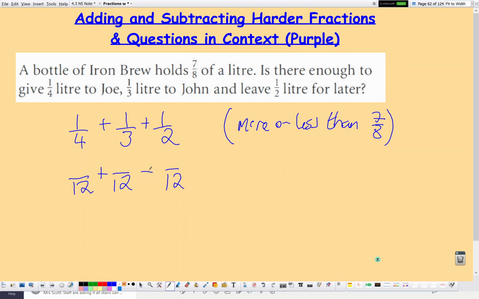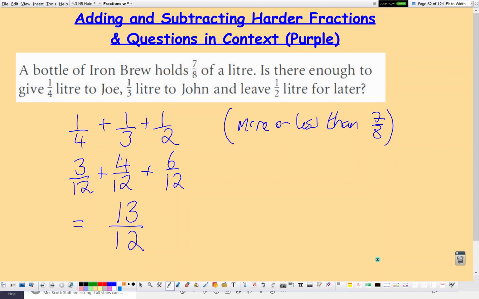Alright, oh sorry, that's a plus. What have I done to 4 to get to 12? I've multiplied it by 3, so I need to do the same to the top. So it's 3 over 12. What have I done to 3? I've multiplied by 4, do the same in the top. What have I done to 2? I've times it by 6, do the same in the top. 3 plus 4 plus 6 over 12. So that's going to be 3 plus 4 is 7, plus 6 is 13.